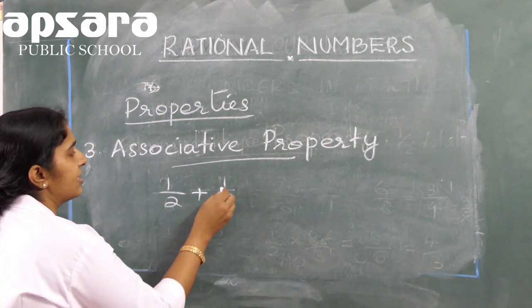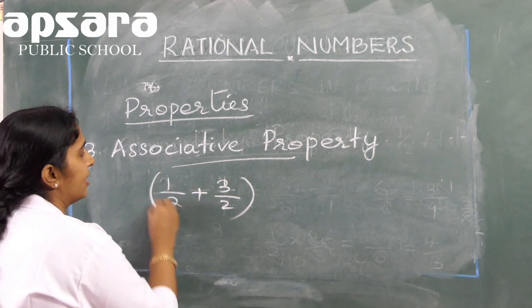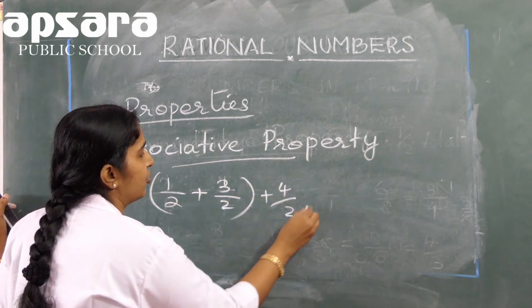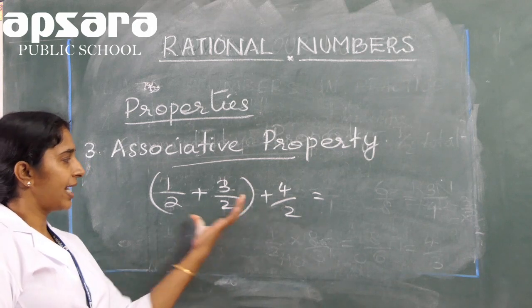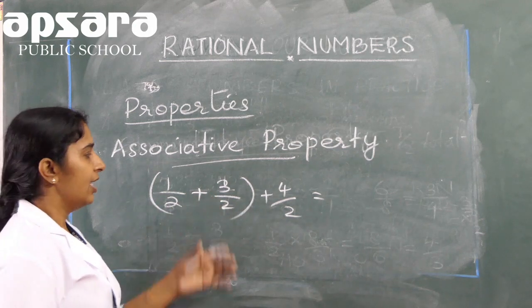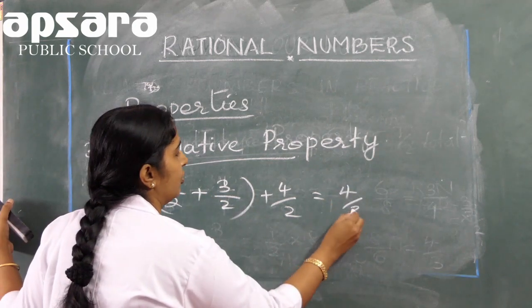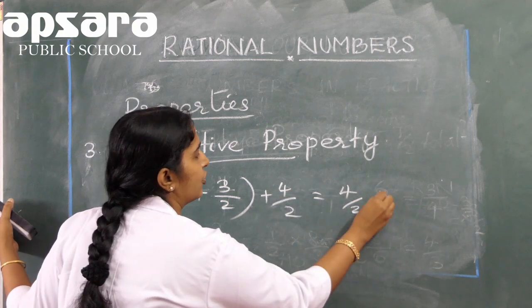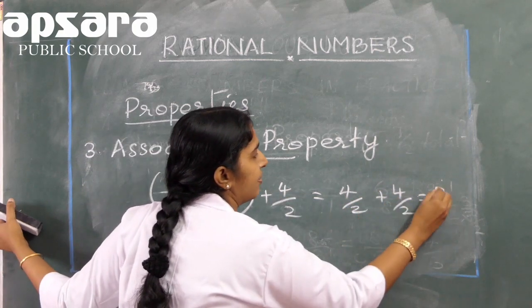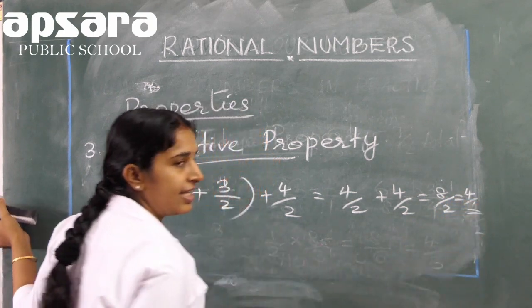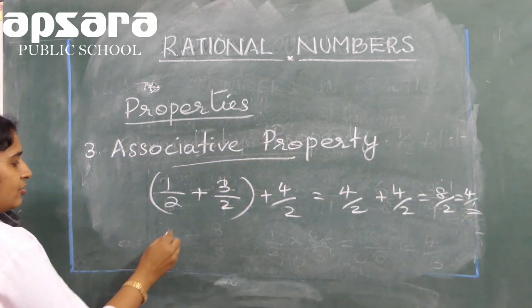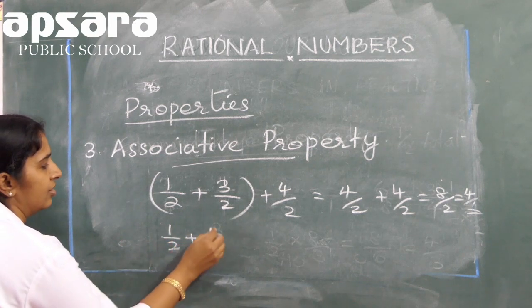1 by 2 plus 3 by 2 plus 4 by 2. What will be the answer? 1 by 2 plus 3 by 2 inside the bracket. The answer will be 4 by 2. Then plus 4 by 2, which is 8 by 2, and you will get 4 by 1, or 4, as the answer. Okay, now just change the order.